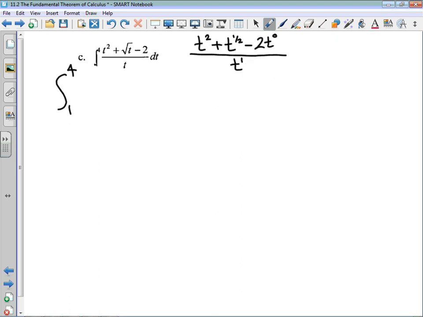So t squared divided by t to the 1 is t to the power of 1. T to the 1/2 divided by t to the 1 is t to the negative 1/2, and then subtracting 2 times t to the negative 1.